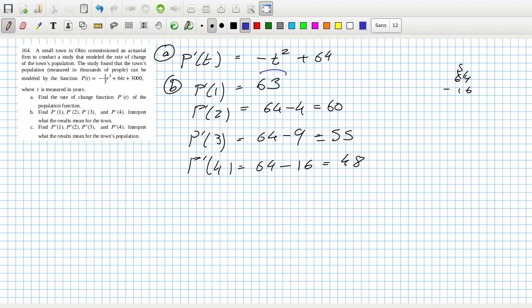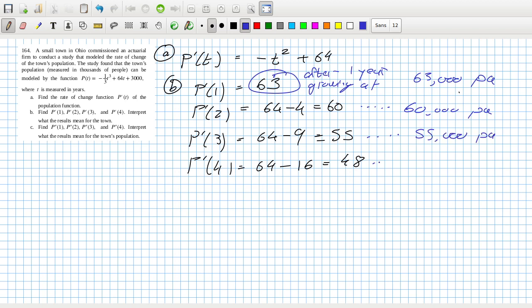So what this here means, after 1 year, we're growing at, how much is it? It's in the thousands, isn't it? At 63,000 per annum. But then this one here is growing at 60,000 per annum. And then this one here is growing at 55,000 per annum. And then this one here is at 48,000 per annum.